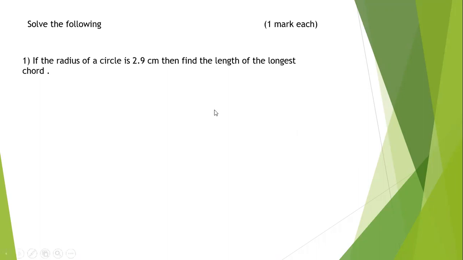So here they have given us the radius as 2.9 centimeter. And we need to find the length of the longest chord. So the longest chord of a circle is diameter. So here we need to find the diameter. But in place of giving the name as diameter, they have given us the length of longest chord. The meaning is same. So we will find the length of the diameter.